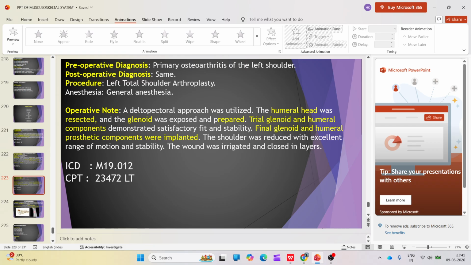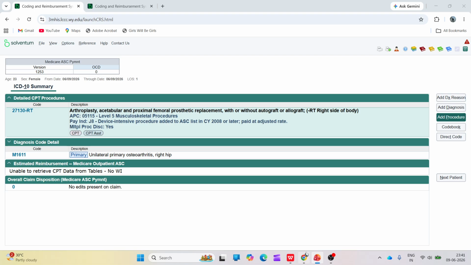So in this one, first all the components of the shoulder have been taken, and the prosthetic components were implanted, and this is the region where first the humeral head was resected, and the glenoid was exposed and prepared. So this shows that this is a total shoulder arthroplasty. So we'll navigate for the shoulder region.